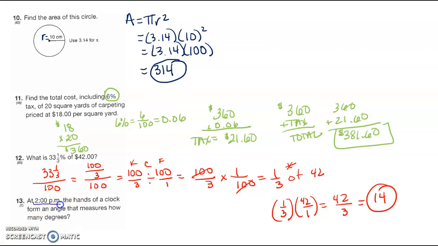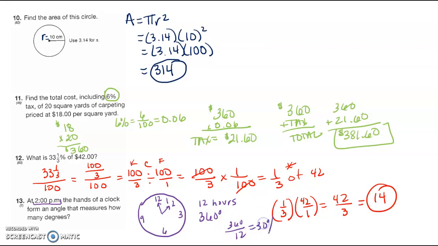At 2 p.m., the hands of a clock form an angle that measures how many degrees? All right, so I kind of have to see this for it to make sense. 12, 6, 3, 9, 1, 2. Okay, so I'm looking at this angle here, and I know that there are 12 hours and 360 degrees. So 360 divided by 12 is going to be 30 degrees per hour. That means that this is 30 degrees and this is 30 degrees. So this is going to be 60 degrees.